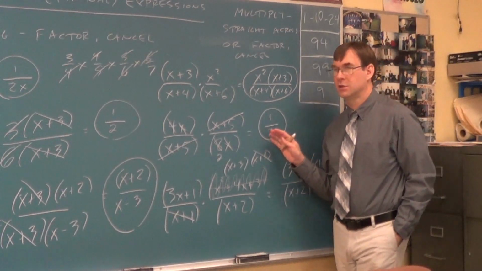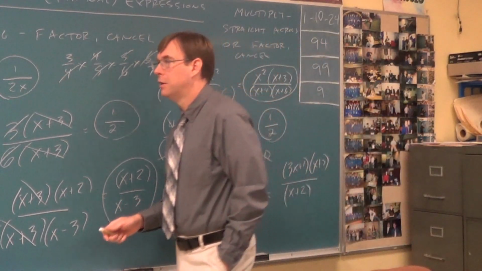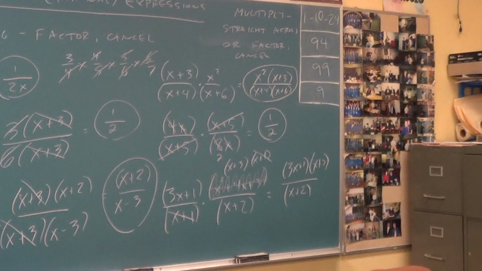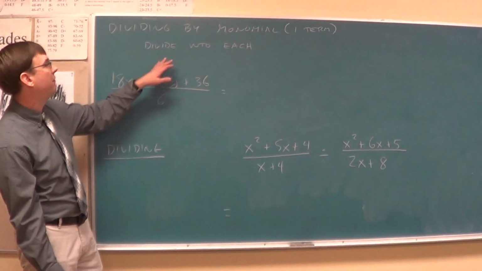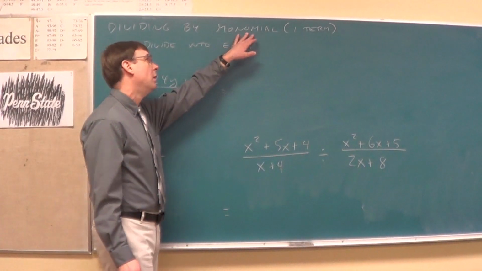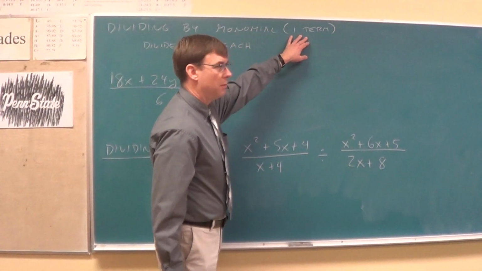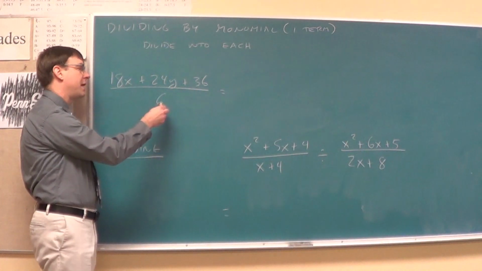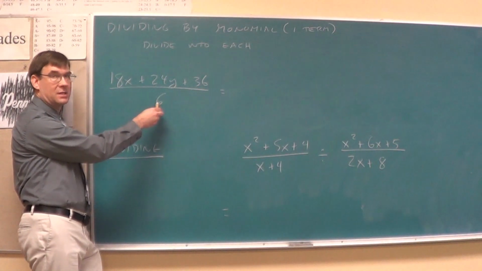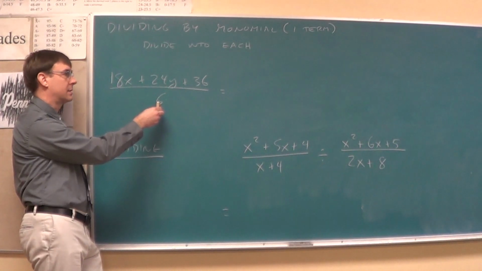Okay, so third topic I'm going to call dividing by a monomial. Just quick reminder, monomial means you just have one term. So this problem, I'm dividing by a monomial. I just have a 6 down there. I'm only dividing by 6.